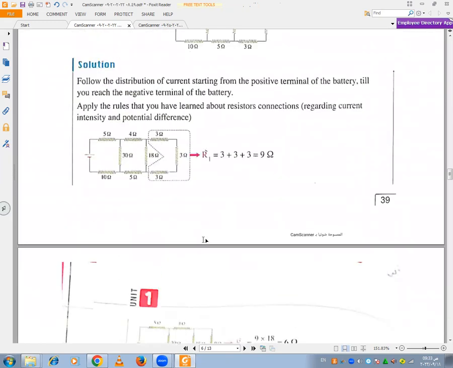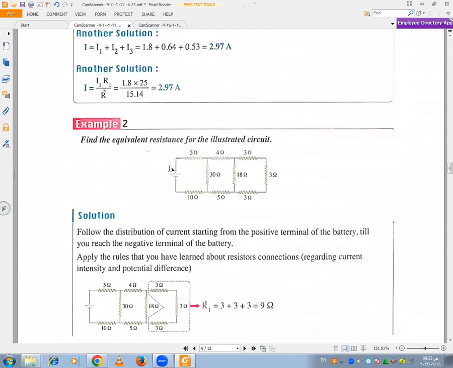Here we have another example. Find the equivalent resistance for the illustrated circuit. We have resistances 5 ohm and 10 ohm, 3, 4, 5. How many resistances are there here? 1, 2, 3, 4, 5, 6, 7, 8, 9. Nine resistances.